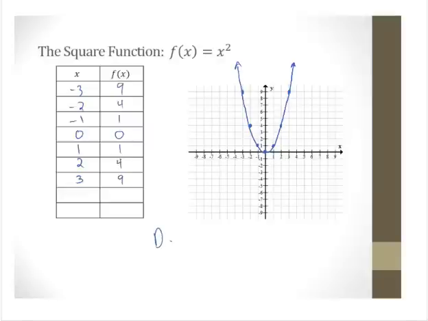Let's note the domain and range. The domain of the function is -infinity to infinity, and the range of the function is 0 to infinity. And we would include a bracket on the 0 because we can get that exact number as an output.